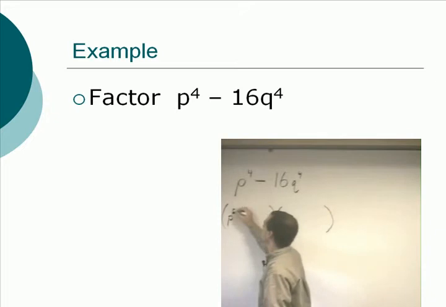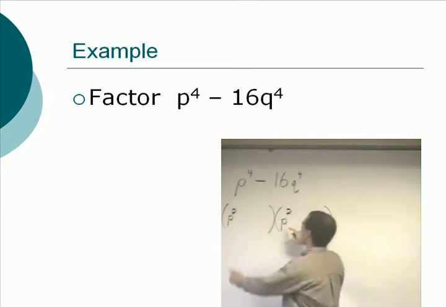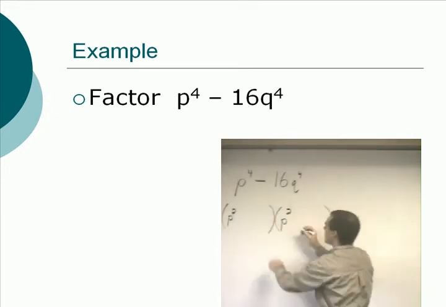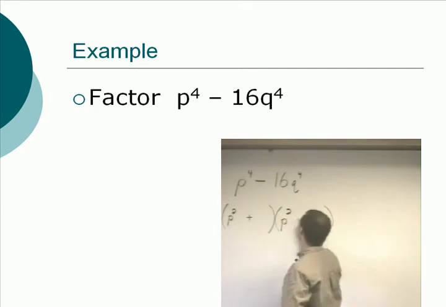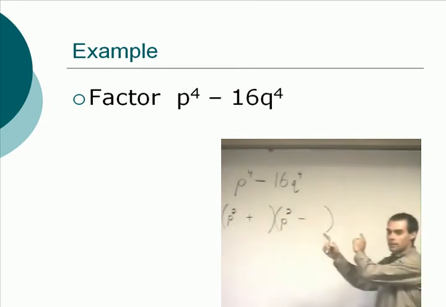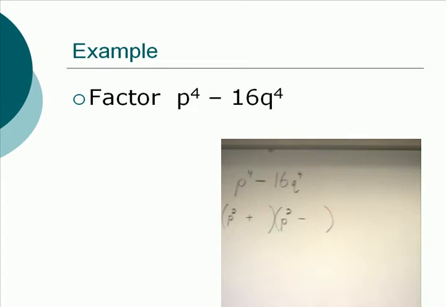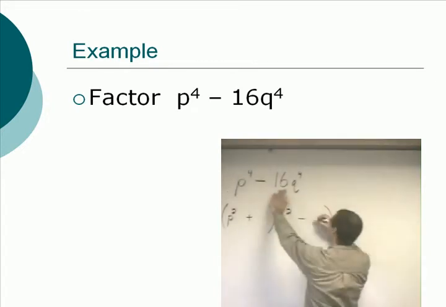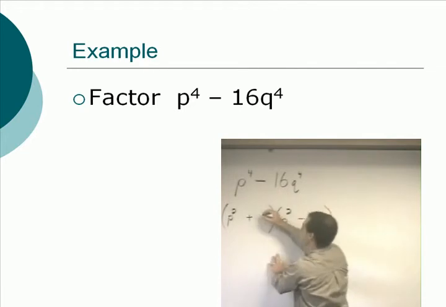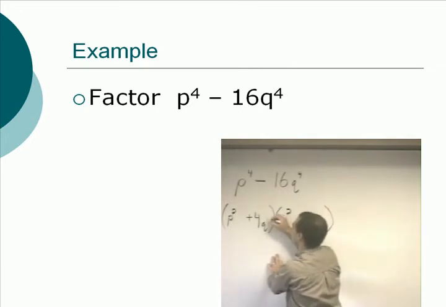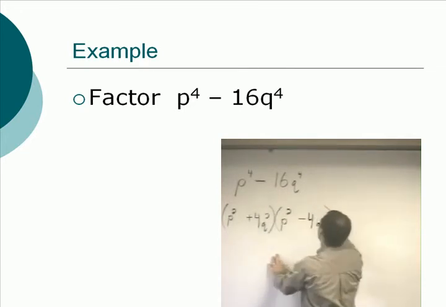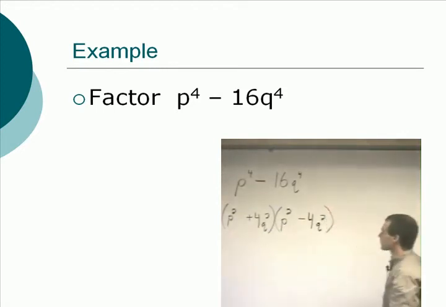Yep. P squared and P squared. That'll give us our P to the fourth. Then we've got to have plus and minus. Order doesn't matter, incidentally. Minus, plus, plus, minus. And the last terms, the coefficient's going to have to be 4q squared and 4q squared. How's that look? Good, we're half done.